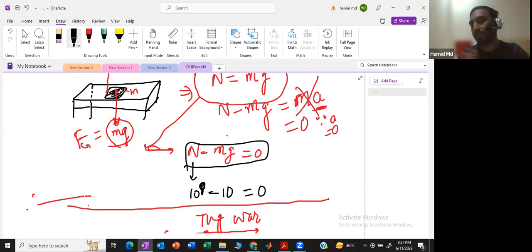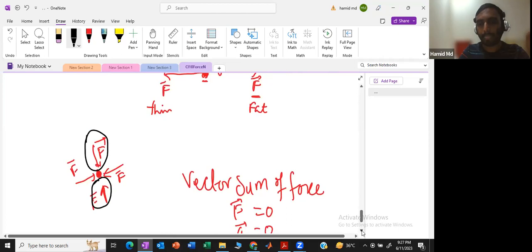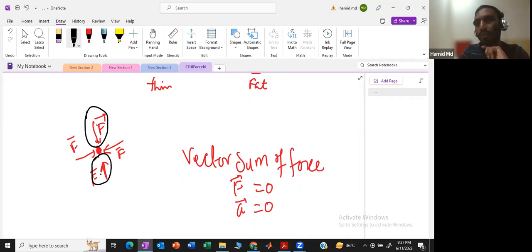Okay, equal and opposite direction means that they cancel each other. The overall effect is cancelled. Now got the point? Yes, sir. So this is what you were saying. These two will be cancelled out, right? Now agree? Yes, sir. If equal and opposite in direction, that will be cancelled out.